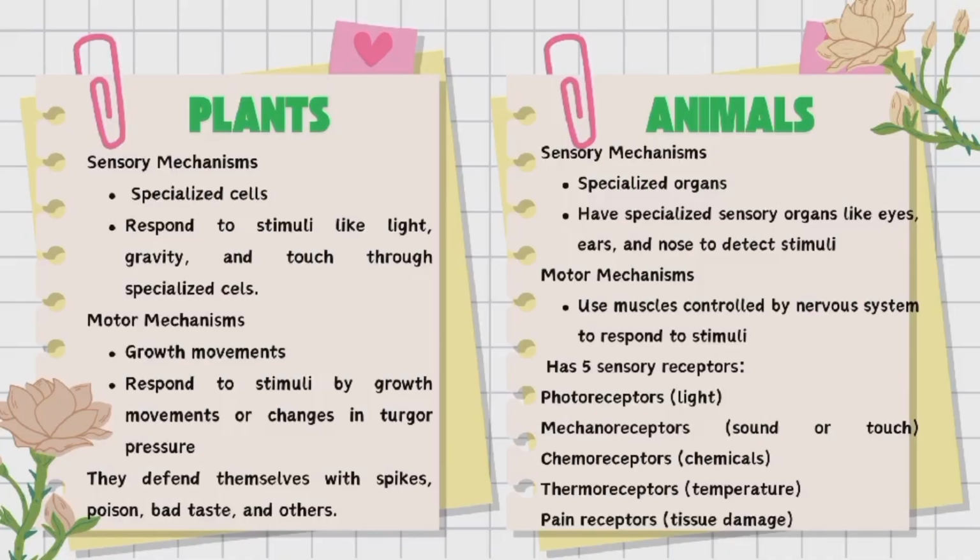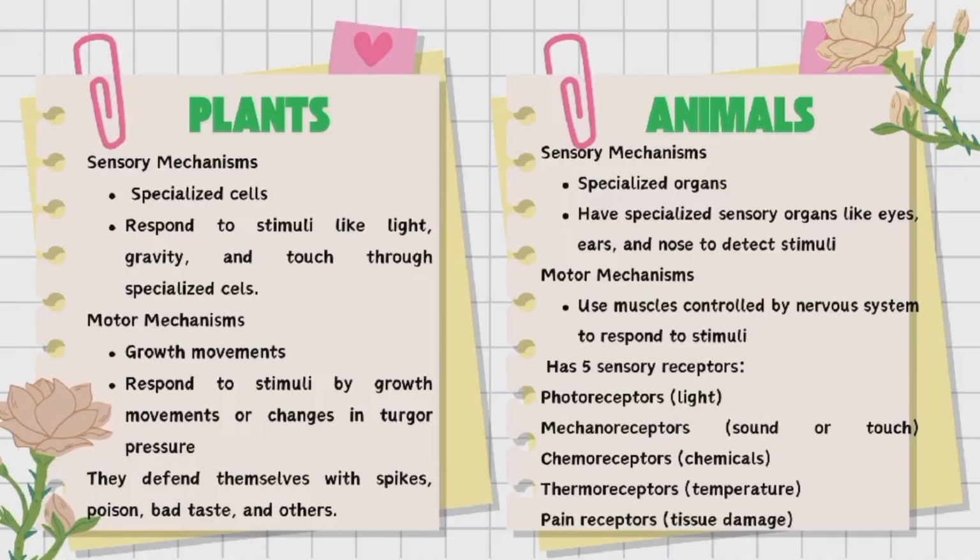Then, animals have 5 main sensory receptors. First is photoreceptors para sa light, mao nang sa imong mata. Mechanoreceptors for sound or touch, like in your ears and skin. Then, chemoreceptors for detecting chemicals or taste and smell. Then thermoreceptors mao tong para sa temperature. Then pain receptors is for sensing tissue damage.